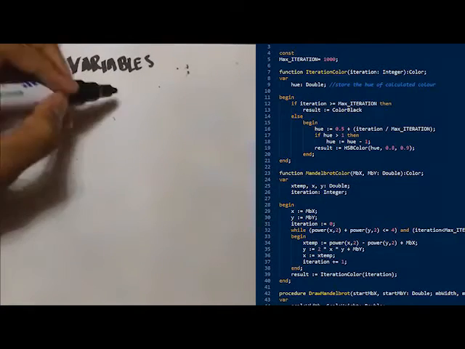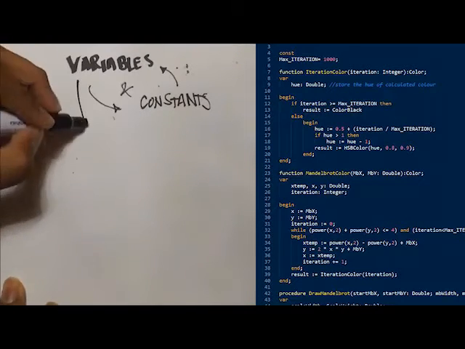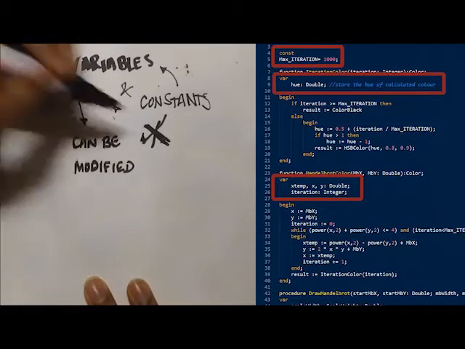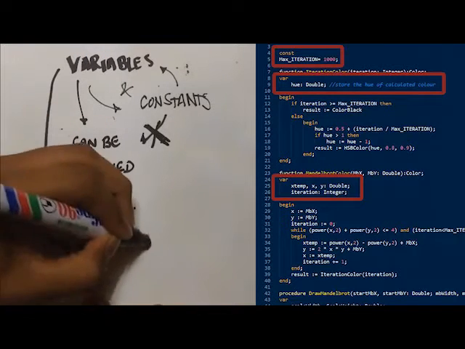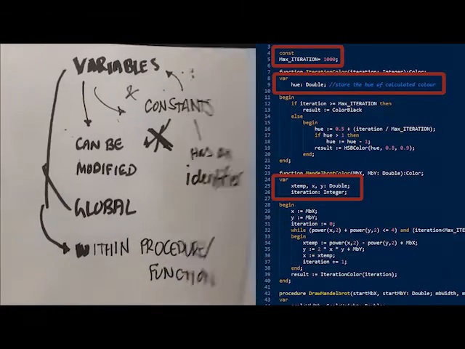Variables store values which can be assigned and modified both within and outside procedures and functions. Constants are the same except that the value is predefined. Variables can exist both in the global and within procedures and functions. Constants have an identifier to identify them with.